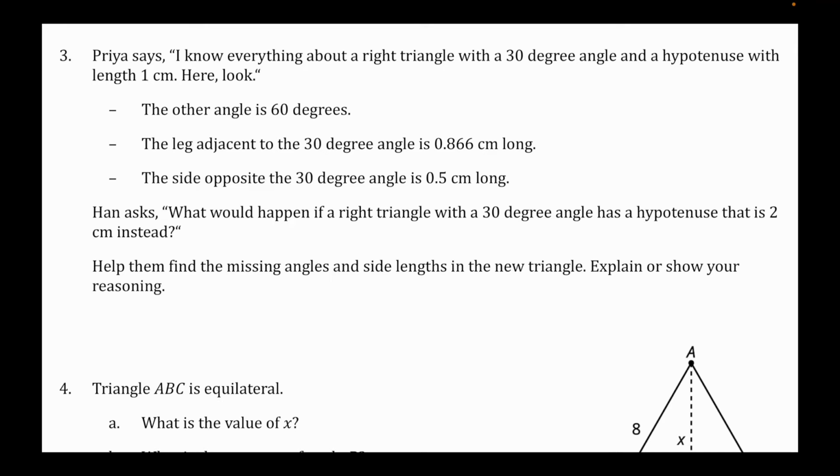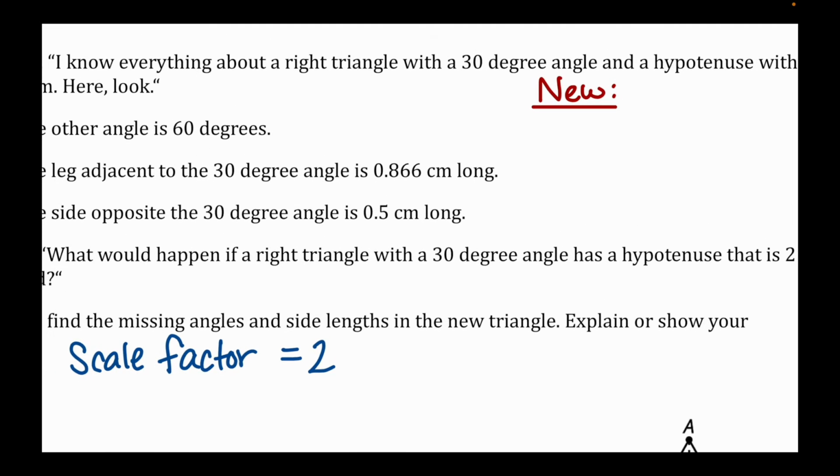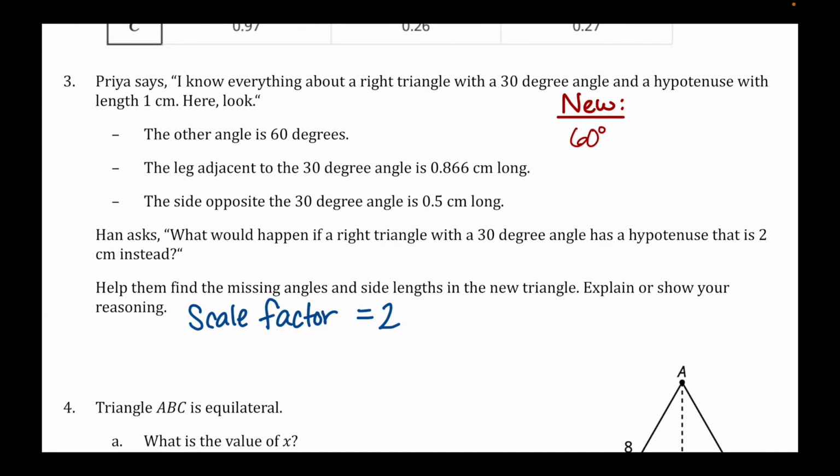So my reasoning is going to be that I have a scale factor of 2, because my new triangle now has a hypotenuse of 2. So what I'm going to do is make a little list over here of the information on my new triangle. Go ahead and write those down. The other angle is 60 degrees. That stays the same. It is still 60 degrees because dilations preserve angle measure and it's not going to change.